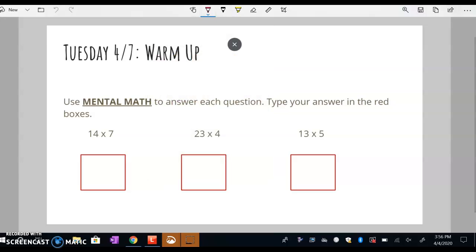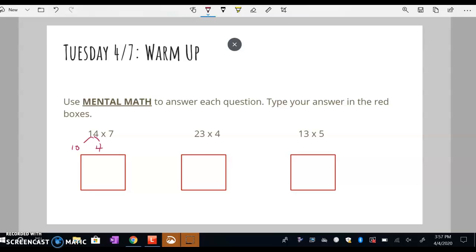So, if I were to look at this problem, 14 times 7, those are big numbers. I don't have 14 facts memorized. So what I want to do is break it down. And I want to break this 14 into two easier numbers that I do have my facts memorized for. So I'm going to break it down into a 10 and a 4.